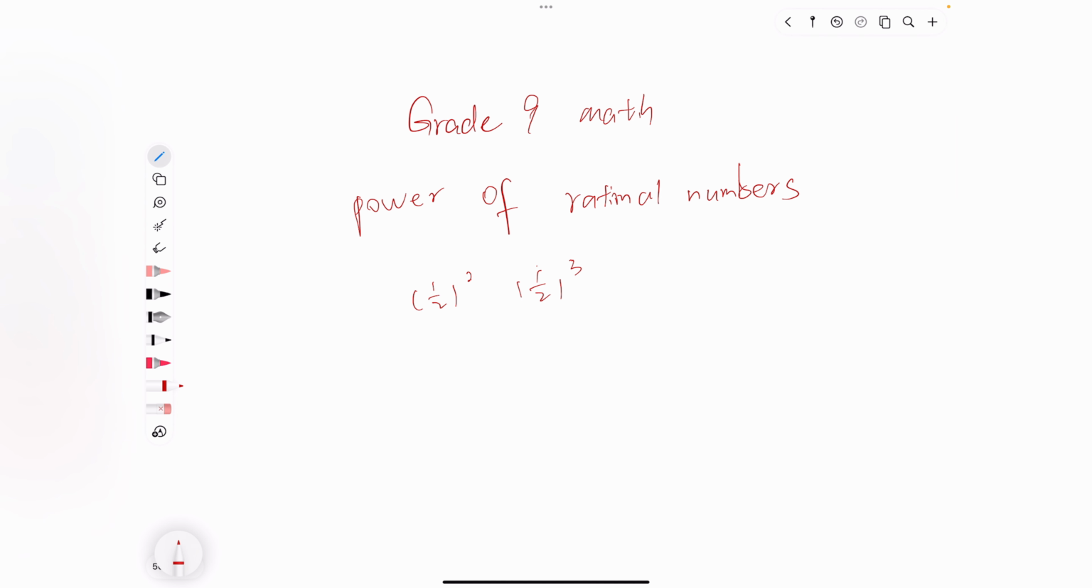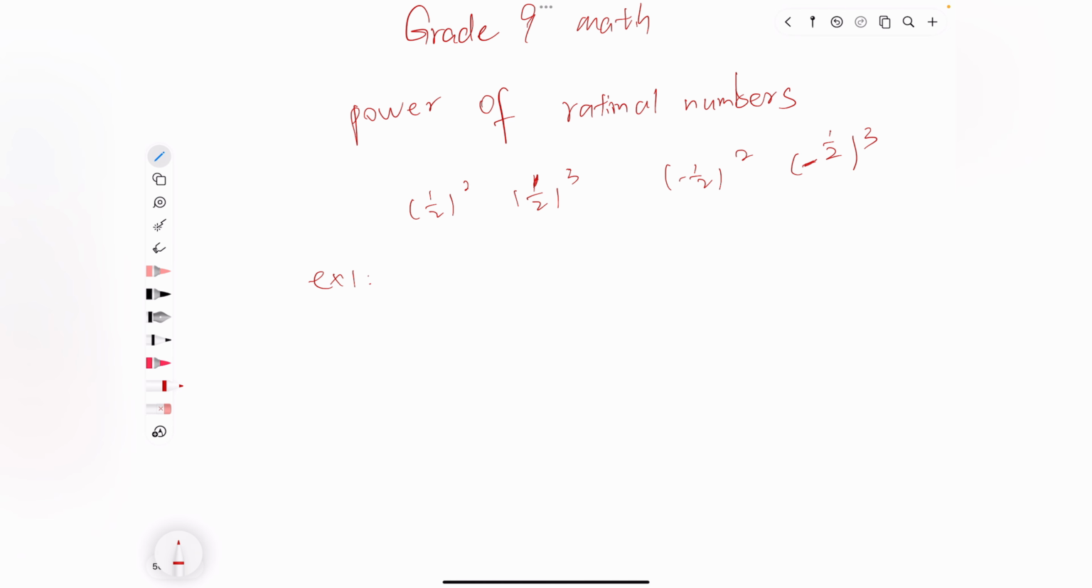In this video, I'm going to talk about grade 9 math. So the topic is about power of rational numbers, like half square, half cube, negative half square, negative half cube.